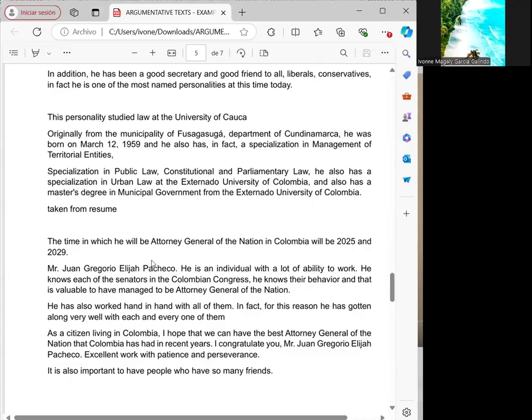This is more information. Mr. Juan Gregorio, he is an individual with a lot of ability to work. Now she's talking about, let's say, his abilities. He knows their behavior, and that is valuable to have managed to be Attorney General of the nation. He has also worked hand in hand with all of them. As a citizen living in Colombia, I hope that we can have the best Attorney General. It is also important to have people who have so many friends.